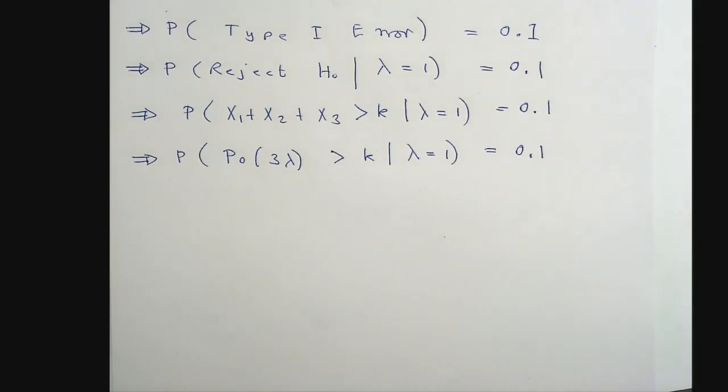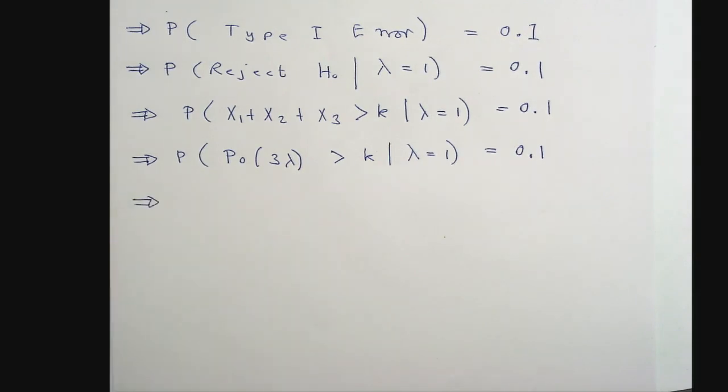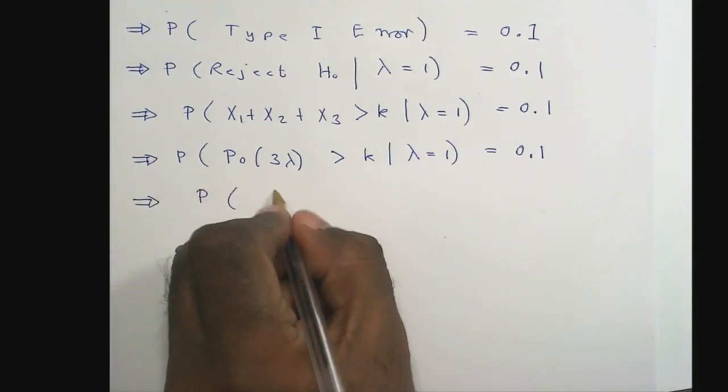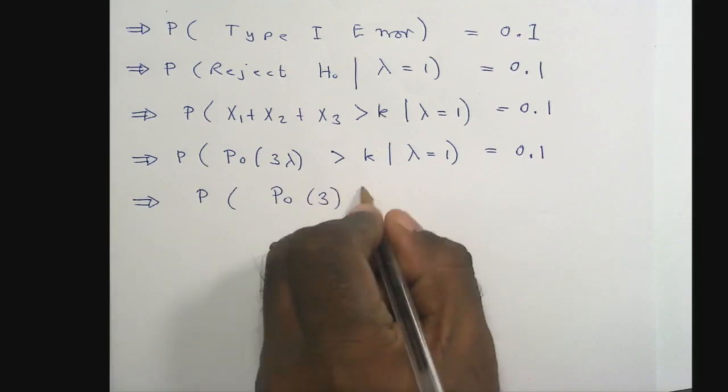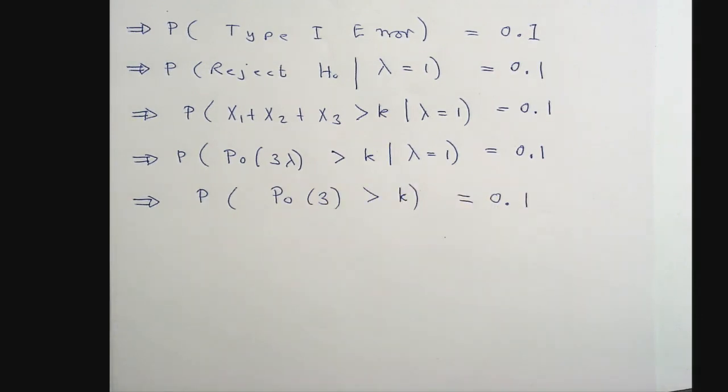You guys following or lost? Okay, so since lambda is 1, this becomes the probability that a Poisson variable with parameter 3 is 0.1, right?